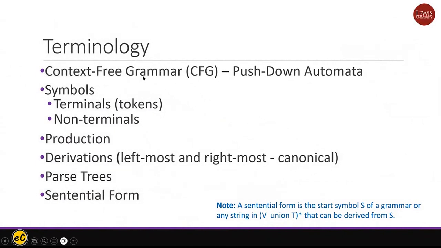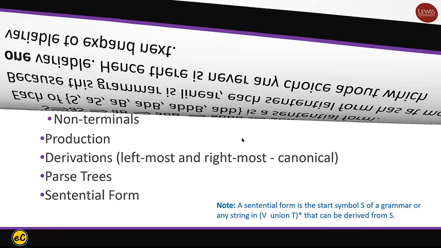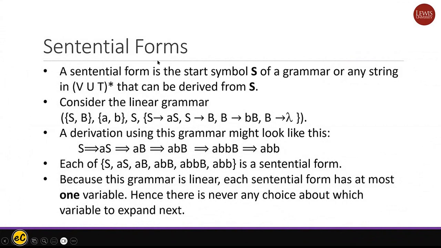So here you need to learn what is context-free grammar, the pushdown automata, the symbols, the non-terminal symbols, the rules, the production rules, the derivation of the rules, the parsing tree, and sentential form. First, we talk about sentential form.